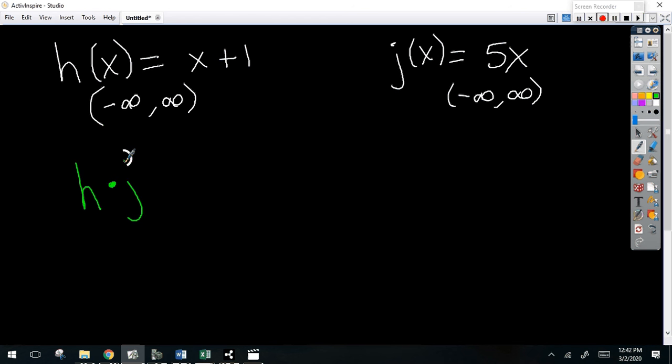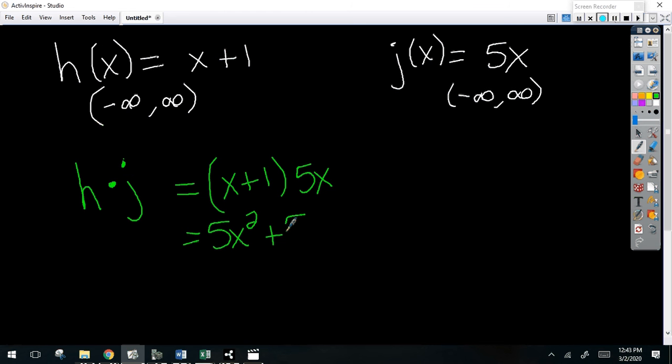What's h times j? x plus 1 times 5x. This one I can simplify a little bit, right? I can distribute that 5x through. What do you get? 5x squared plus 5x. What do you think the domain is here? Negative infinity to infinity.